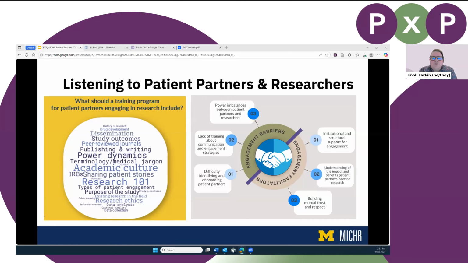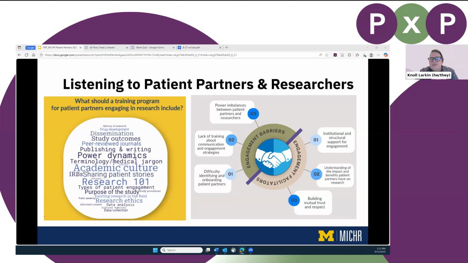We asked patient partners, what topic should be included in a training program for patient research partners? And you'll see things like Research 101, which was expected, and some things that we didn't expect. We heard from people that they really wanted to understand academic culture at a particular institution. So that was interesting. On the right, you'll see a summary of some of the findings from our researcher interviews.